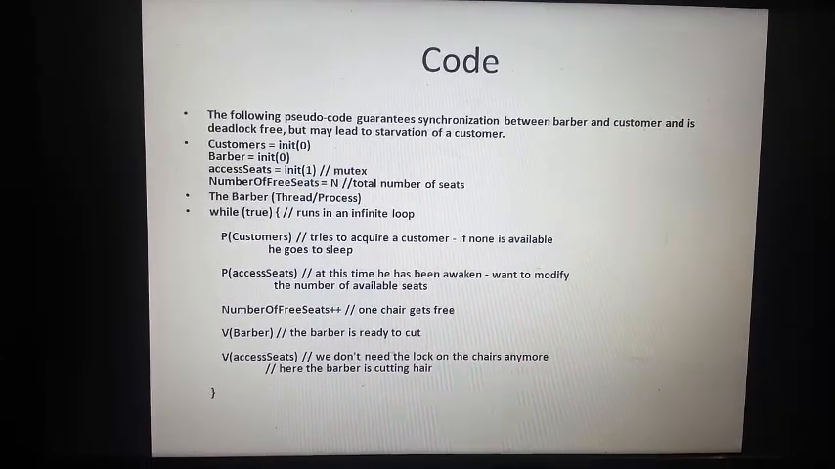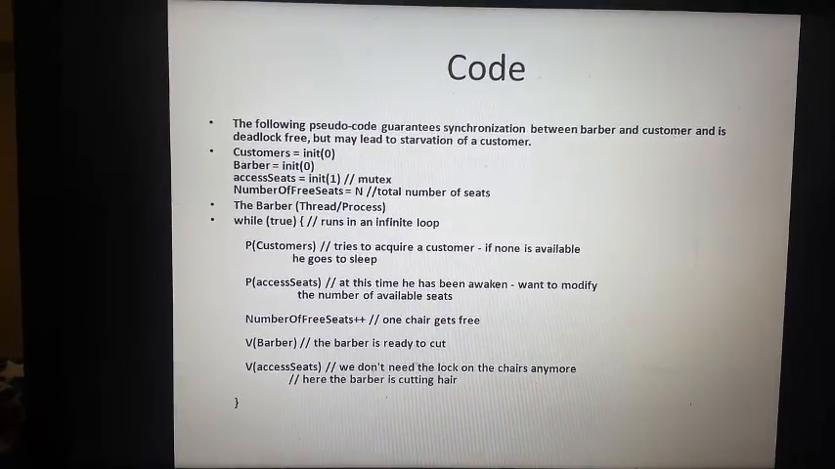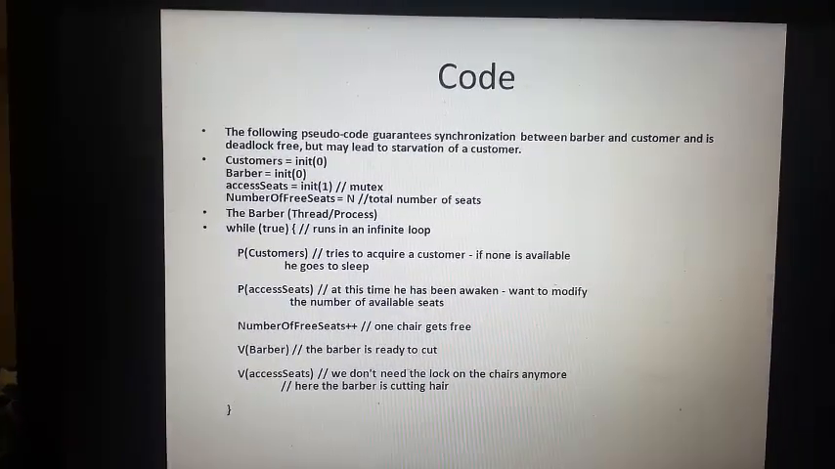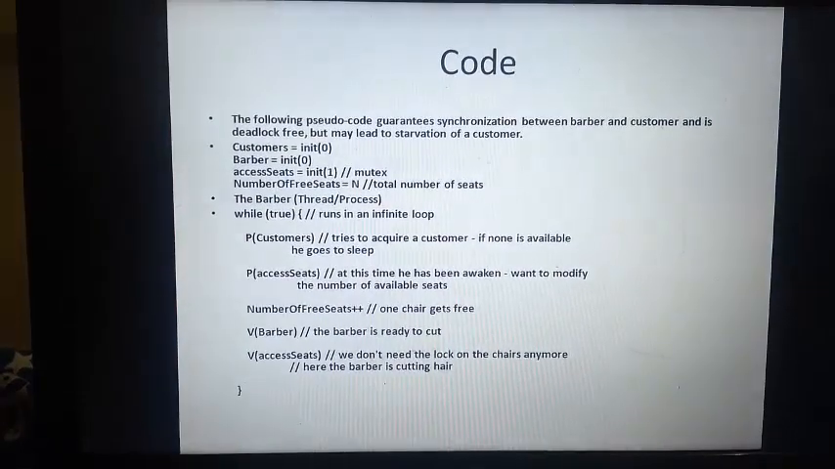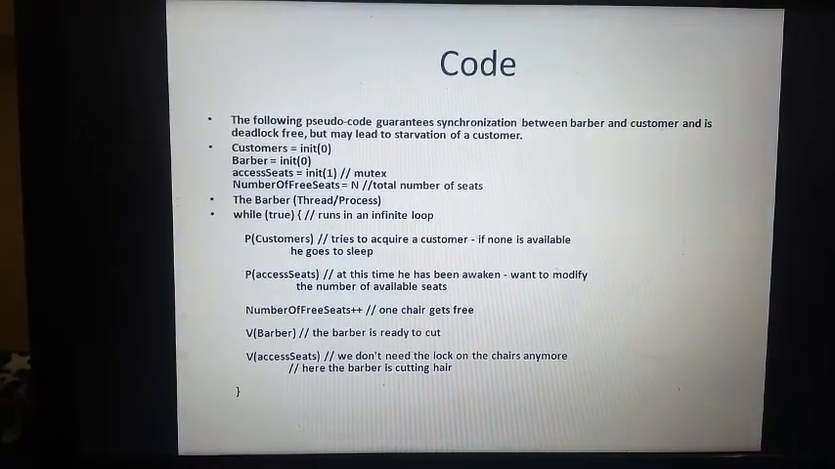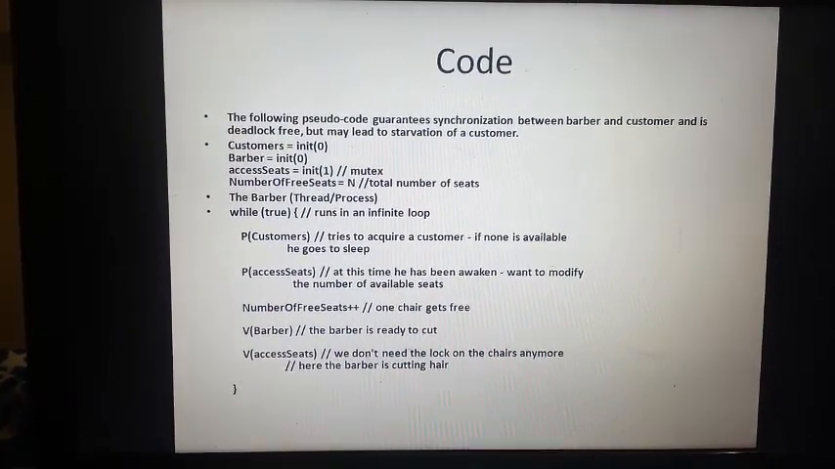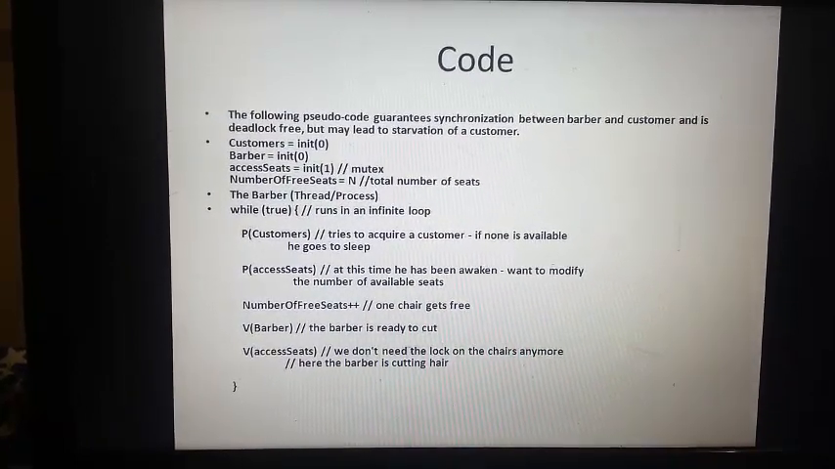Meanwhile, when V of customers was called, the barber awakes. The barber locks the access seats mutex and he wants to increase the number of free seats available, as the just arrived customer may sit on the barber's chair if that is free. Now the barber releases the lock on the access seats mutex so that the other customers can access it to see the status of the free seats. The barber now calls V of barber, that is, he tells the customer that he is available to cut.